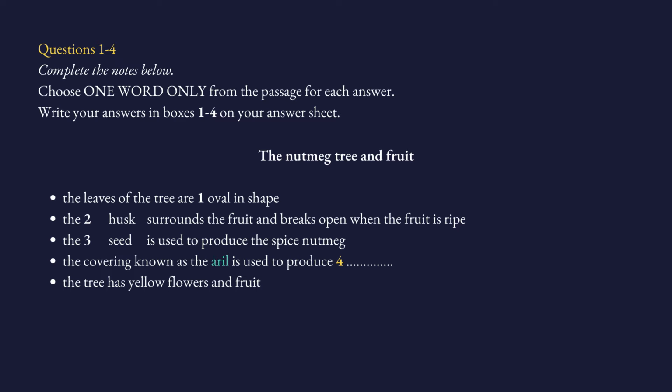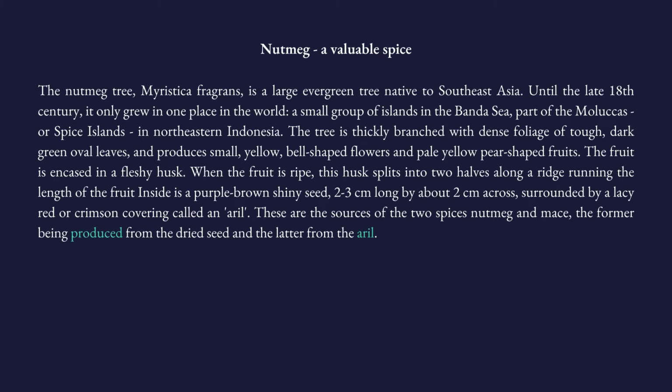Keywords: aril, produce. Well, this is an easy one because we were just discussing it. We have the word aril here, and we have produce here. We just read this. The former was about nutmeg, and then it says the latter, which means mace, is made from the aril. So basically, aril is used to produce what? Mace. So our answer is mace.